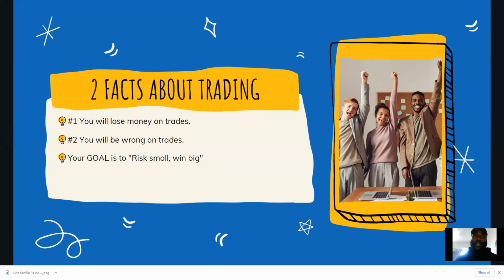Your goal is to mitigate that risk, right? We want to risk less than the potential reward, right? So our goal, once again, is to risk small and win big. I want to keep reiterating that and driving that point home, because a lot of times we think, or we've heard, that you have to risk big to win big. And that's just simply not the case.